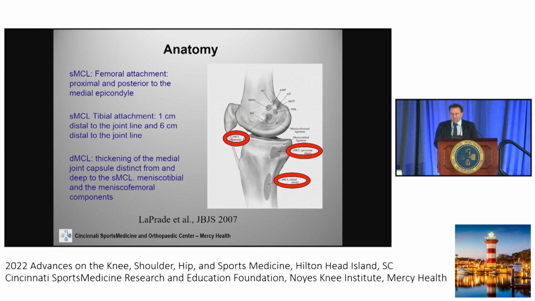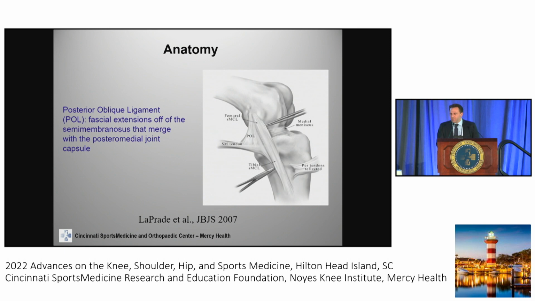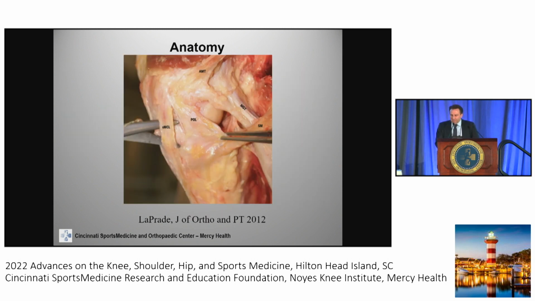It's distinct and deep to the superficial MCL, and it has the meniscotibial and meniscofemoral components. Posterior oblique ligament are a series of fascial extensions off of the semimembranosus that merge with the posterior medial joint capsule. This is a cadaveric model, really demonstrating that wide presence of the MCL and the posterior oblique ligament.